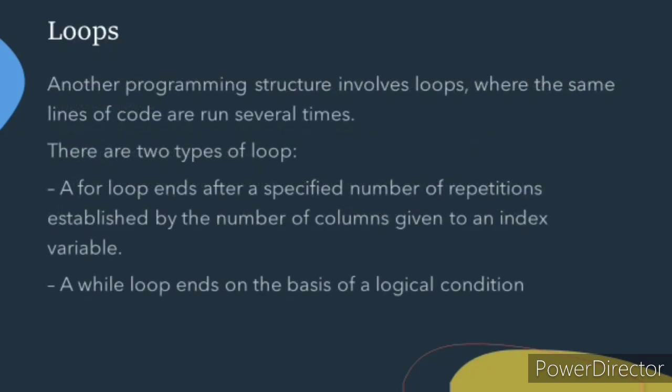Loops. Another programming structure involves loops, where the same lines of code are run several times. There are two types of loop. A for loop ends after a specified number of repetitions established by the number of columns given to an index variable. A while loop ends on the basis of a logical condition.